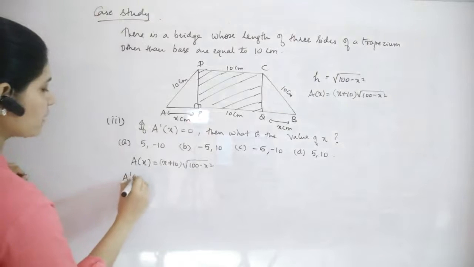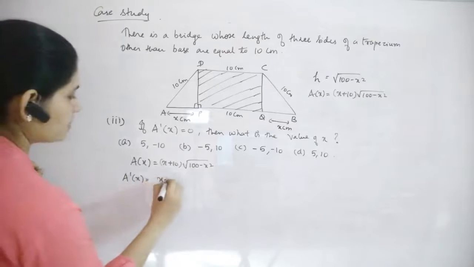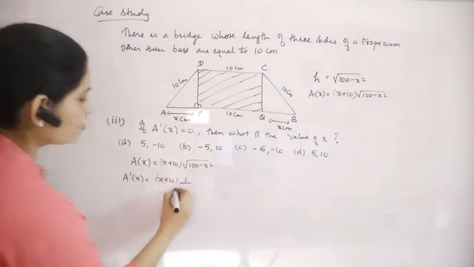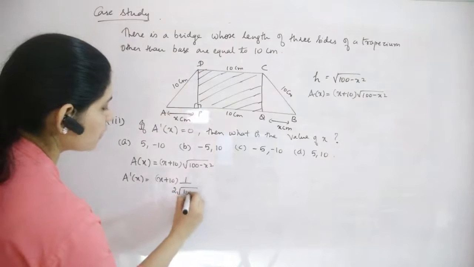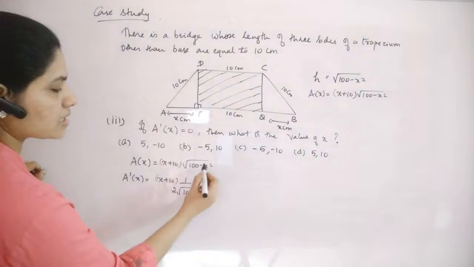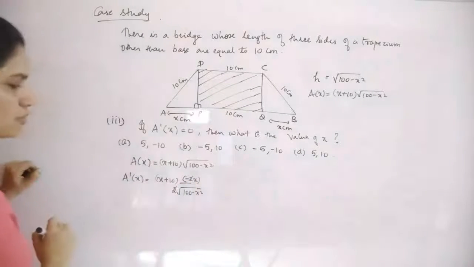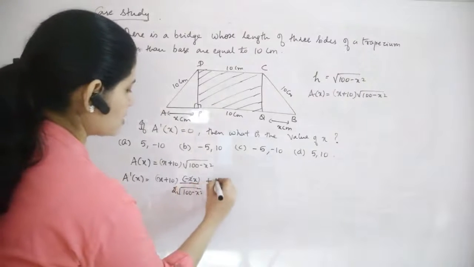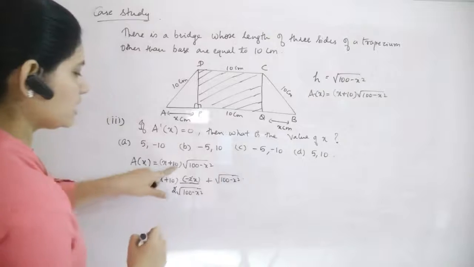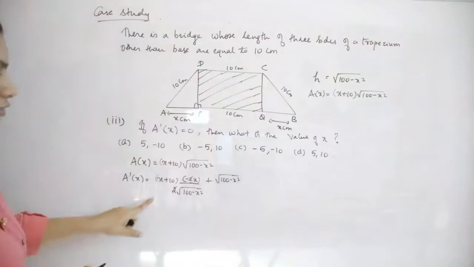So A'(x) will be, you can use the product rule: (x + 10) into the derivative of the root, which will give you 1/(2√(100 − x²)) into the derivative of 100 − x², which is −2x. These two get cancelled, plus √(100 − x²) into the derivative of x + 10, which will give you 1. So this much is your A'(x).